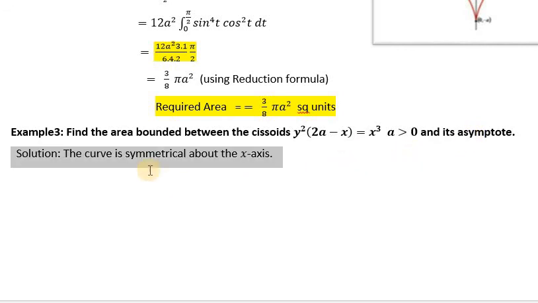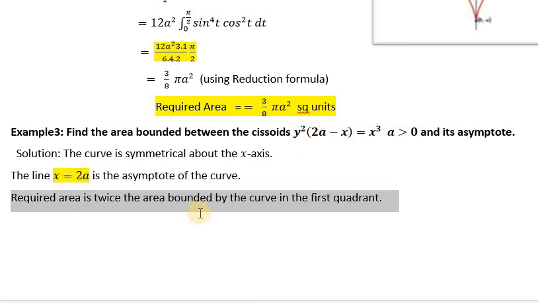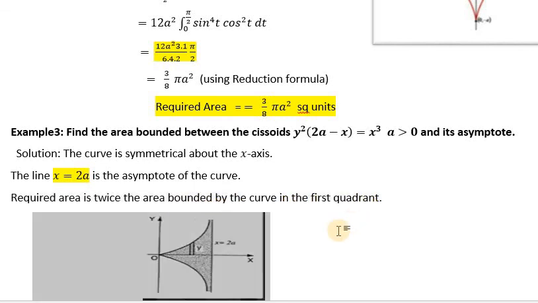Solution. The curve is symmetrical about the x-axis and the asymptote is x is equal to 2a, and the required area is twice the area bounded by the curve in the first quadrant. Let us draw the diagram and see.